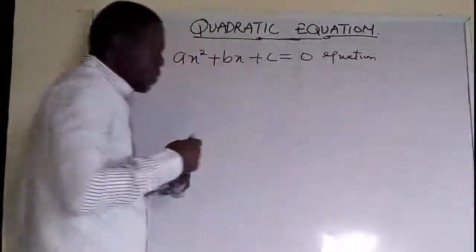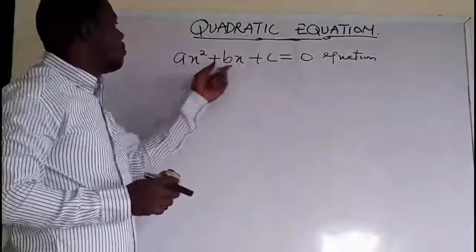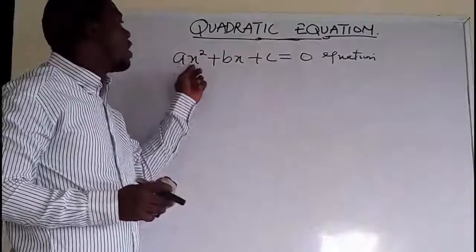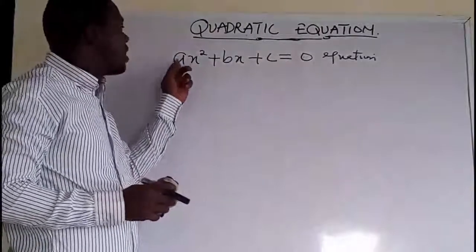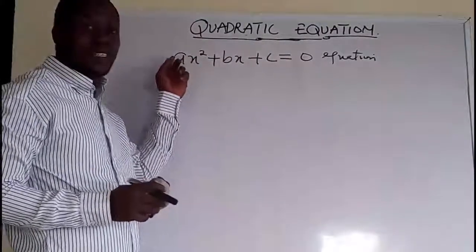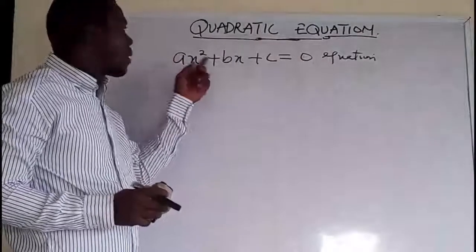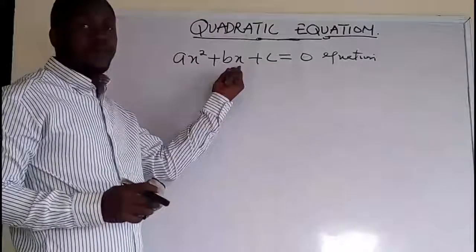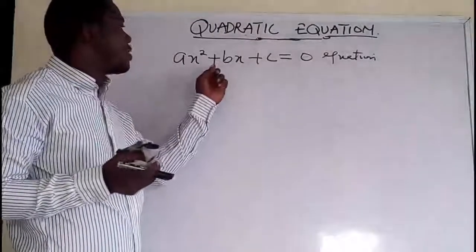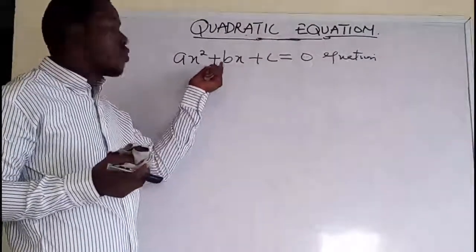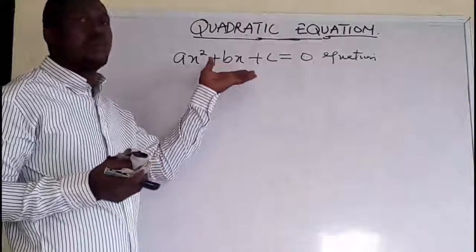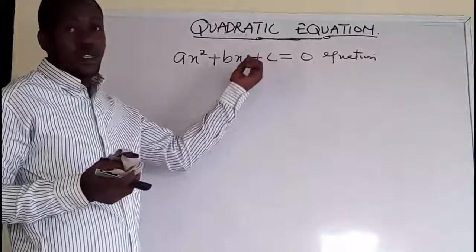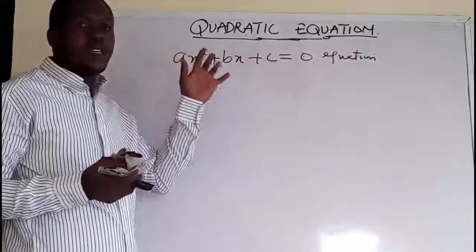Now, you can see that we have a, b, and c here. a is the coefficient of x squared, so any number you are seeing beside x squared is the value of a. b is the coefficient of x. If the sign here is minus, that means the coefficient of x will be minus a particular number. And c is the constant that we have in the equation.